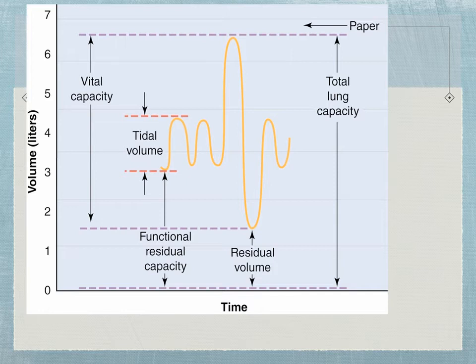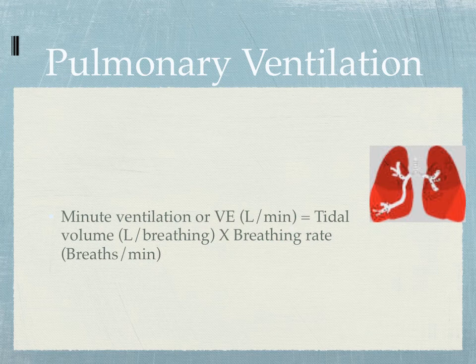And when we take our normal tidal volume, our normal breaths, and we add to that our inspiratory volume and our expiratory volume, we have what's called our vital capacity. So that's the ability to maximize our inspiration and our expiration. And residual volume is the amount of oxygen that remains in our lungs even after we forcibly exhale. So pulmonary ventilation, or what we call minute ventilation, is our tidal volume, or how much air we breathe in and out, times our breathing rate.